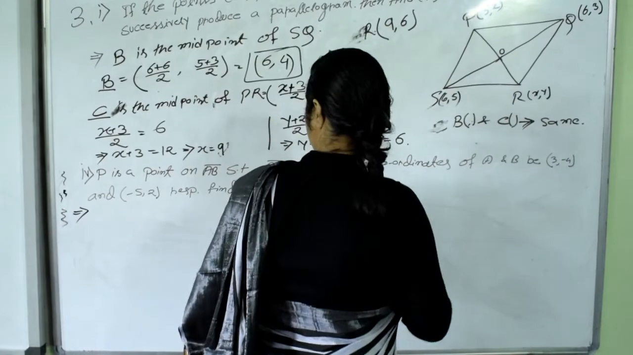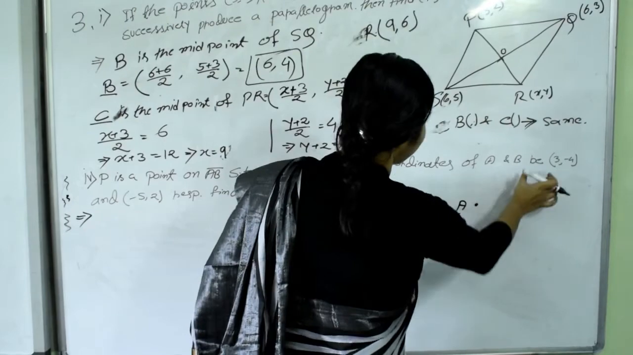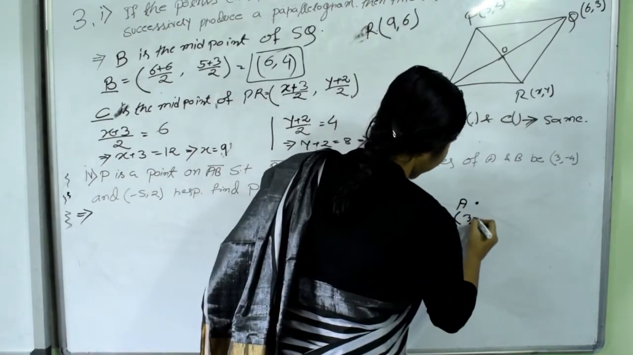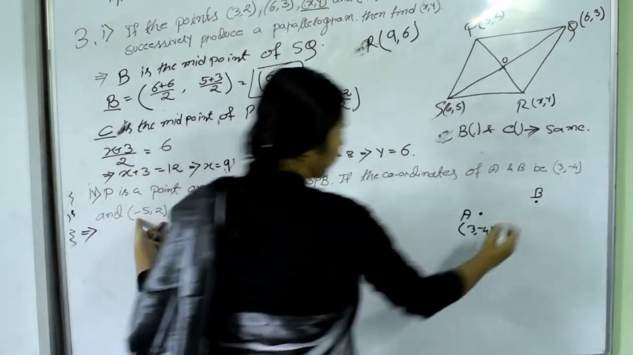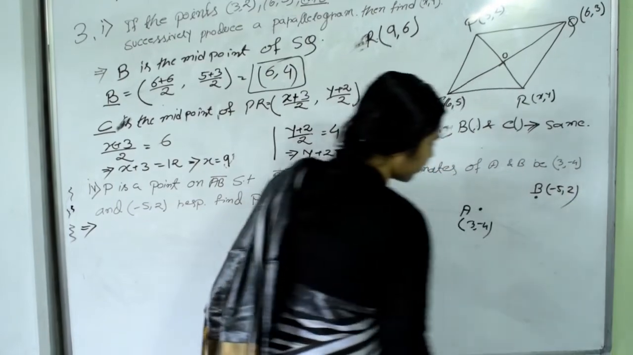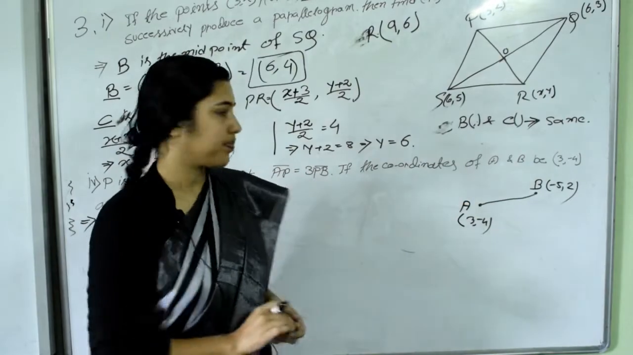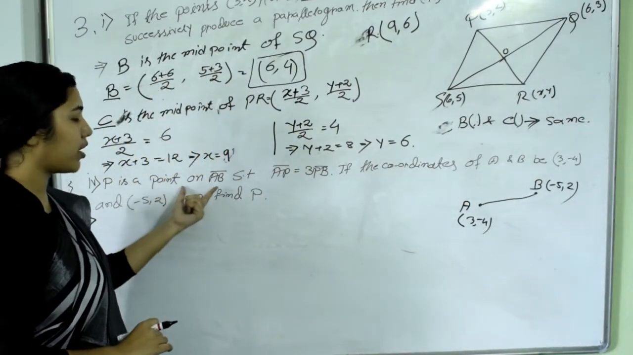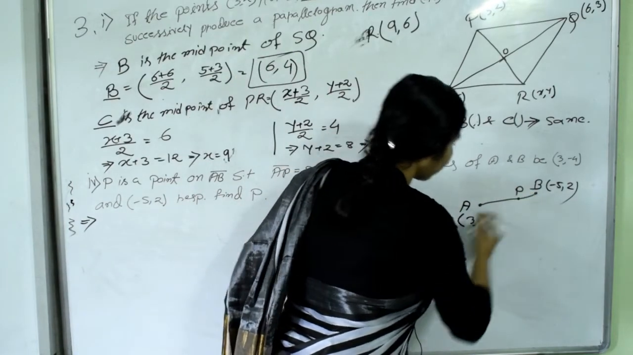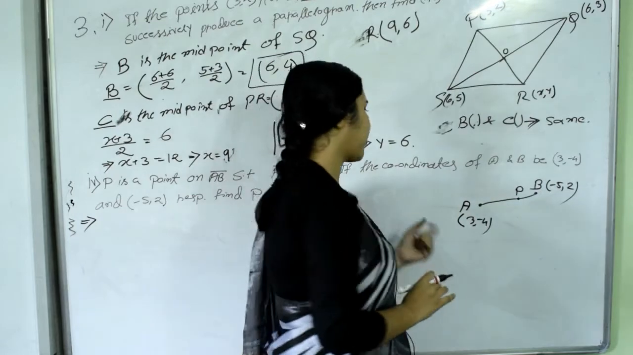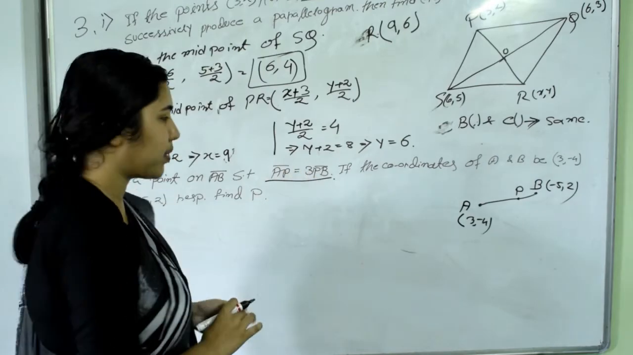So here first consider point A, and the coordinate of the point A is (3, -4), and consider another point B, the coordinate of the point B is (-5, 2). Now draw a line segment AB. Here P is a point on the line segment AB. So consider point P on the line segment AB. Now look at here. The ratio is AP equals 3 PB.